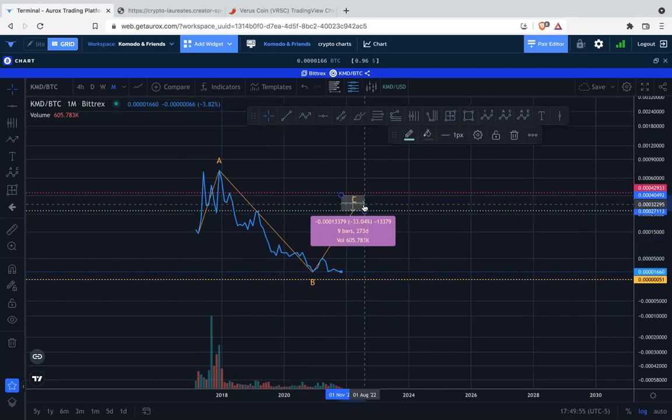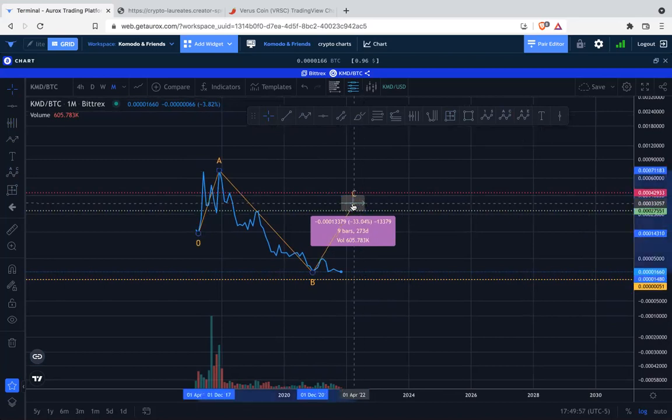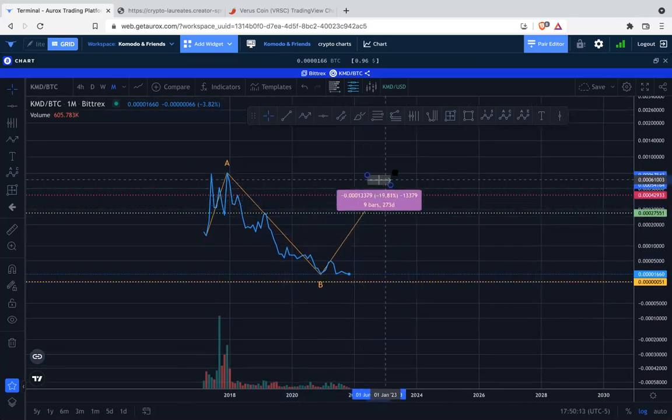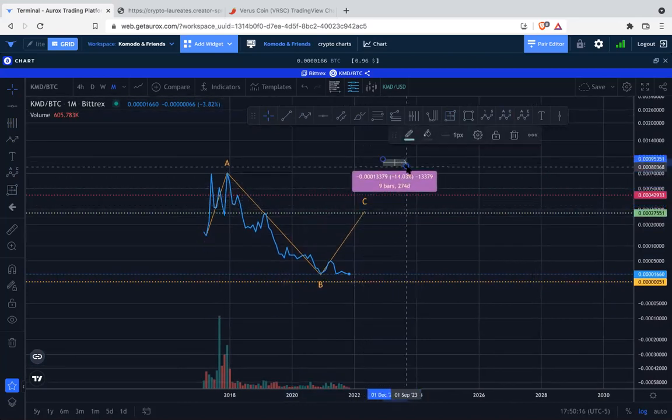That would take us to about August of 2022. And if we start it about here, that would take us to about March of 2022. But are we going to be in March of 2022 at 25,000 Satoshis?